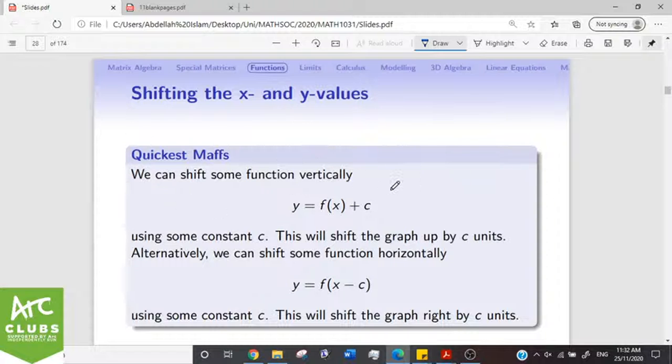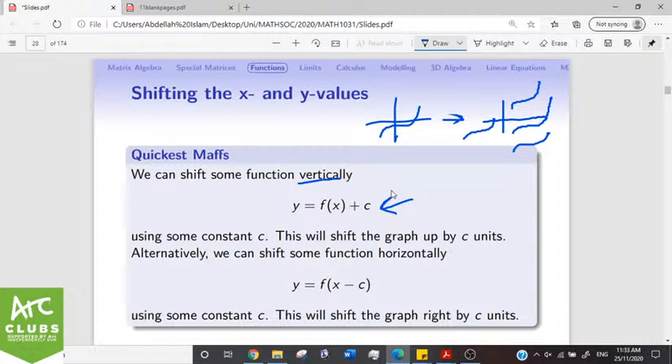So we can also shift the values. If we have a plane and we have a graph on this plane, it's a terrible graph, why did I do that? Then we can shift it to the side to look like that, maybe. And we can also shift it upwards, or downwards to the left. And the way we do this, for vertical shifting, you just add some c onto your function.